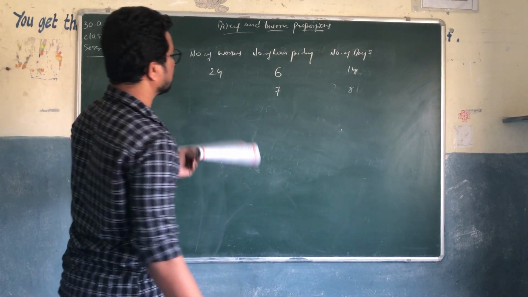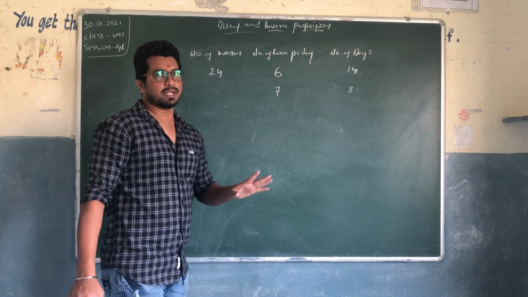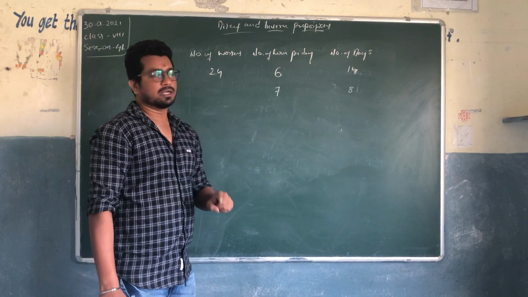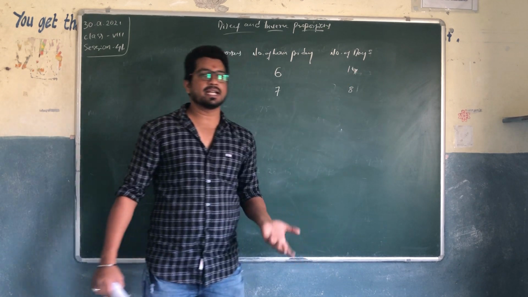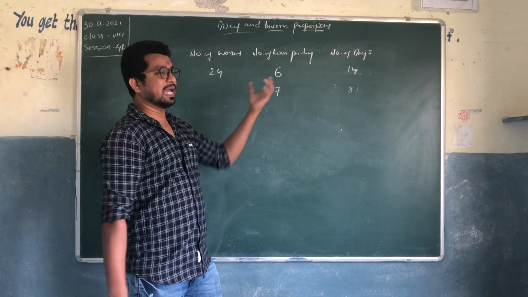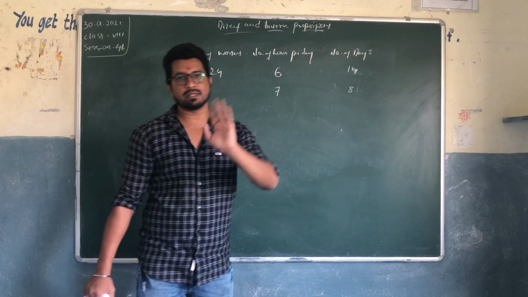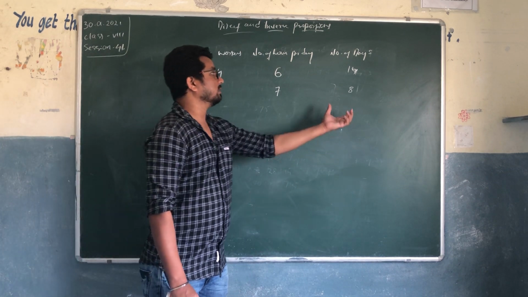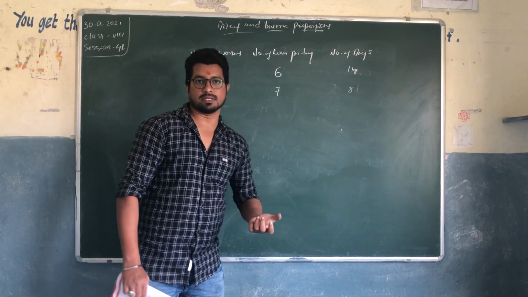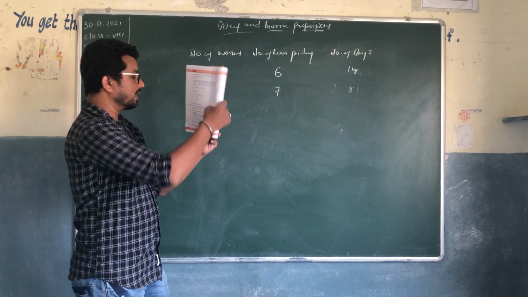are needed? Okay, suppose there are 24 people and each worker is working for 6 hours per day, and they took 14 days to complete the work. 24 workers are there, they are working for 6 hours per day, and they work for 14 days to complete the work. Suppose they are working for only 8 days and per day they are working 7 hours, how many workers are needed? This is the question. Okay, so we need to find this out.